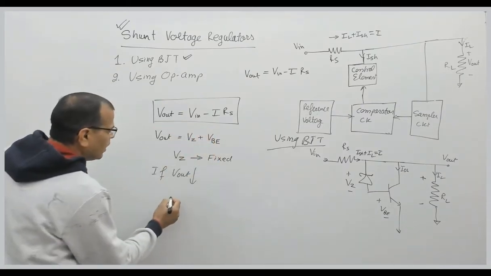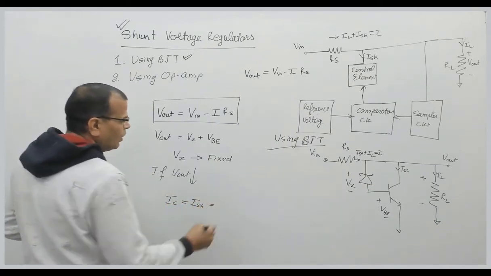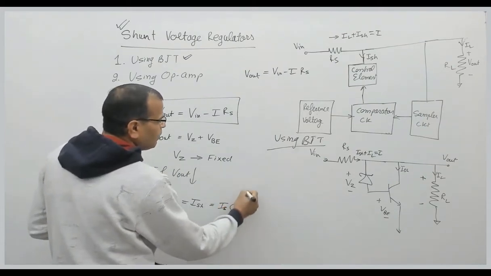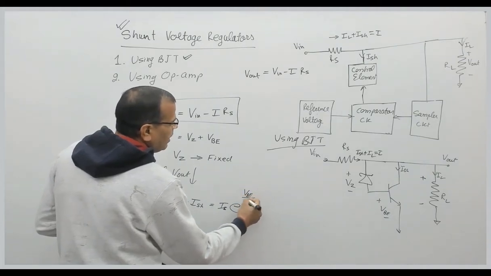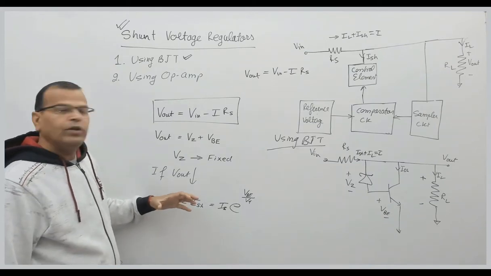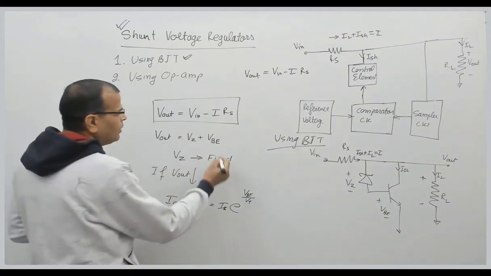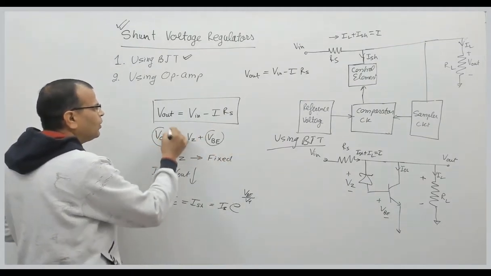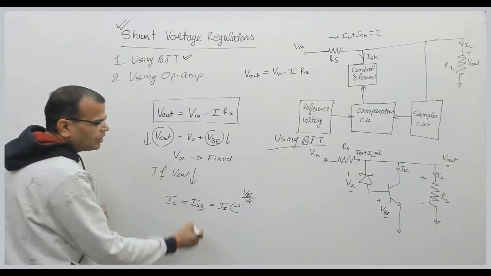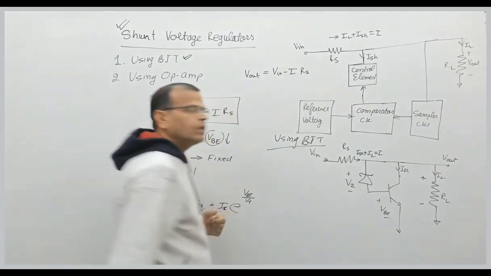Now the collector current of BJT is nothing but I shunt, and that is equal to the saturation current of BJT into e raised to power VBE by thermal voltage VT. This is the expression of collector current. You can see my video on characteristic of BJT where I have discussed it. So if output reduces, VBE is reduced, and when VBE reduces, I shunt is also reduced. So this current reduces when output voltage of the circuit reduces.